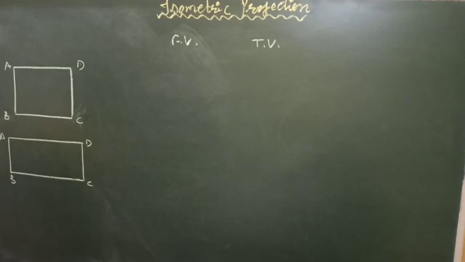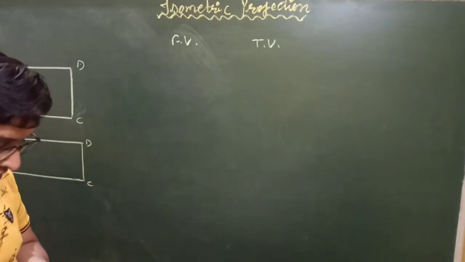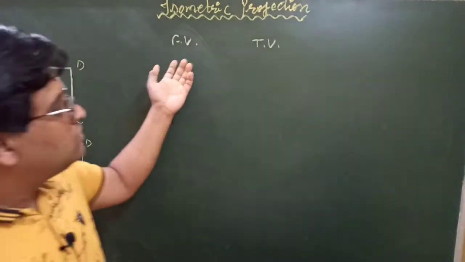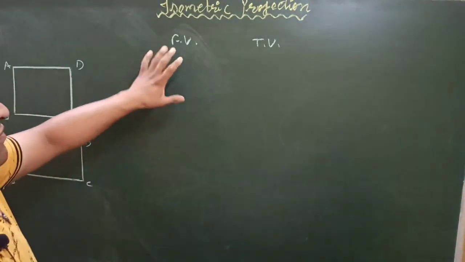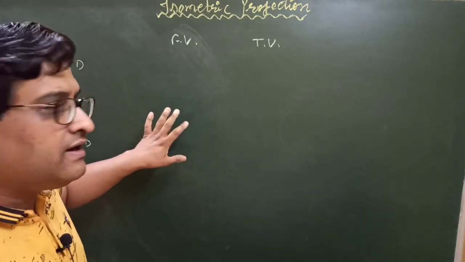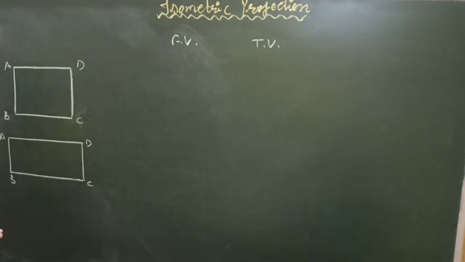So let us have isometric projection of two plane figures here. One is a square, another one is a rectangle. Now what do we do in isometric projection? There are two types of isometric projection: front view and top view. In case of front view, the methodology is a little bit different, and in case of top view, it is also a little bit different, right?